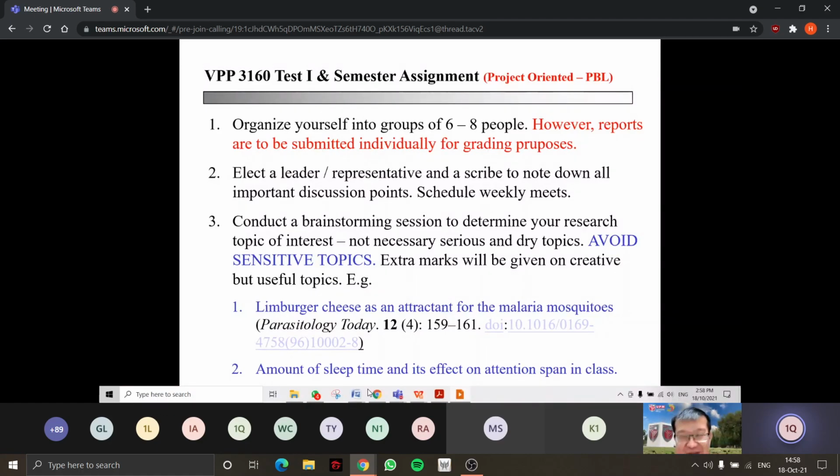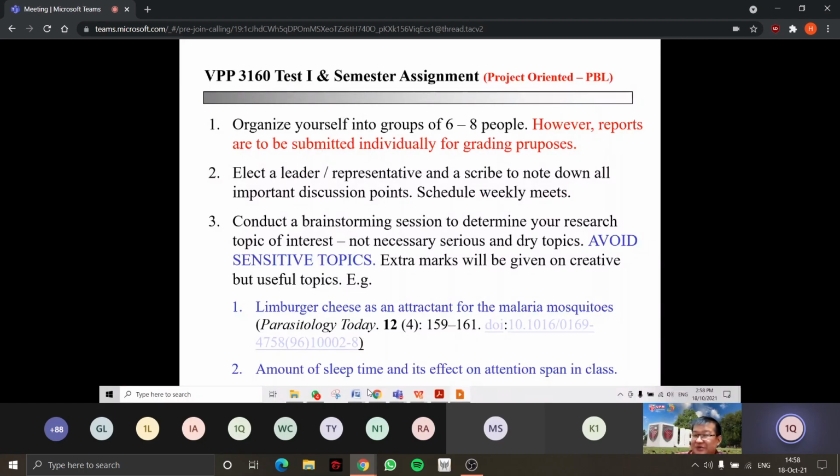So the Limburger cheese, according to them, smells like the food of a typical average person. So in this particular research, this group of researchers published in Parasitology Today used Limburger cheese because it has a similar smell to the food, to attract malaria mosquitoes and kill them. And maybe you can even do topics like amount of sleep time and effect on attention span in class.